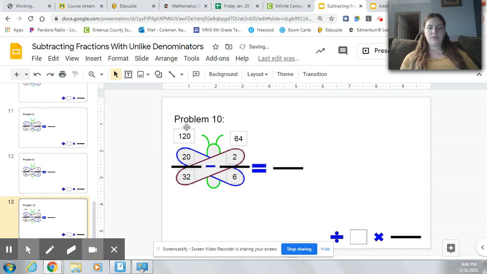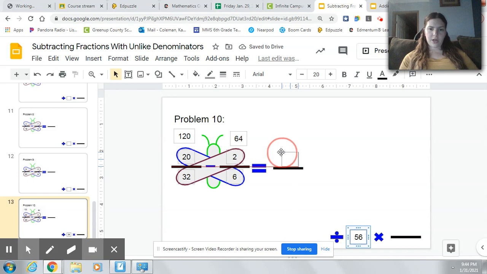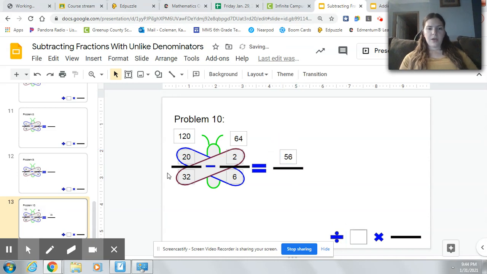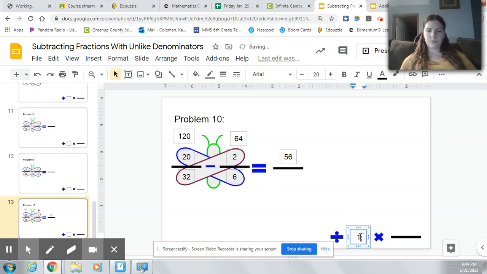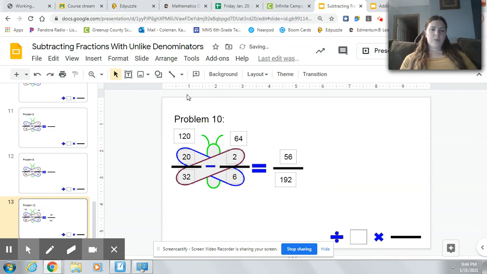Then I have to subtract 120 minus 64. You can work that out on a scratch piece of paper. It's going to be 56. 56 is my numerator. I have to do 32 times 6 to get my denominator. That's 192. I'm going to make that a little wider. Now, this is problem 10.